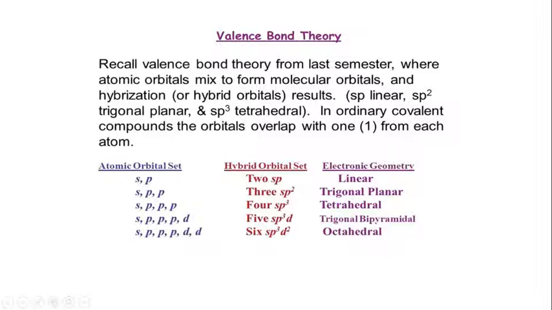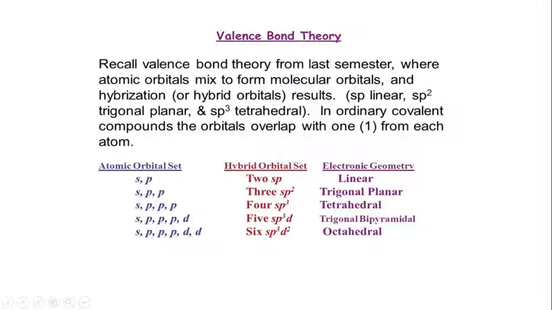Suppose the atomic orbital set is one s and two p orbitals, then there will be three sp2 hybrid orbitals. That results in an electronic geometry of trigonal planar. Similarly, when we go to an atomic set consisting of one s orbital and three p orbitals, then the hybrid orbital set would be four sp3 orbitals. The four sp3 orbitals would attain a geometric structure of a tetrahedron.